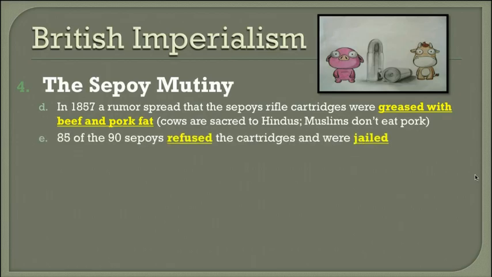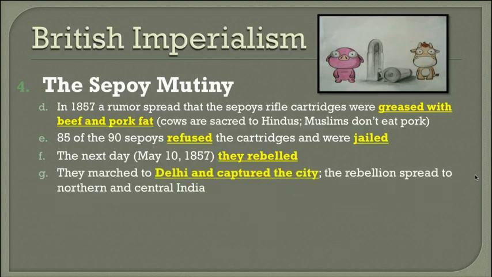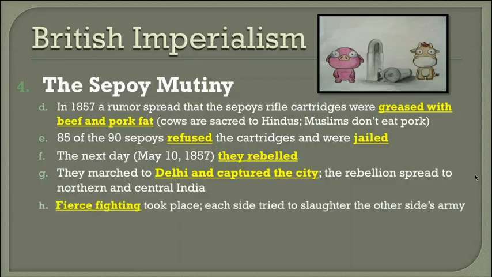So 85 of the 90 sepoys who heard about this rumor refused the cartridges and were ultimately jailed by the British. Well, you can imagine that's not going to go over so well. On the next day, May 10th, 1857, they rebelled. So what you're going to see here is the Sepoy Mutiny is going to grow in northern India, because these sepoys marched to Delhi and captured the city there, and the rebellion spread to northern and central India. Take a look at this on a map on the next slide.